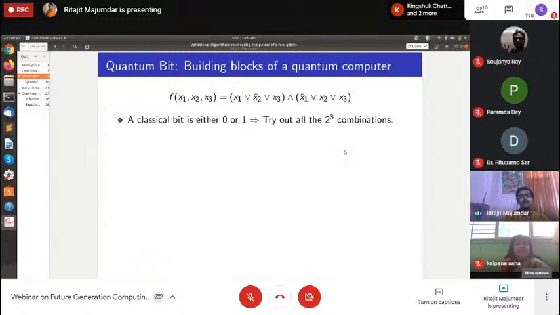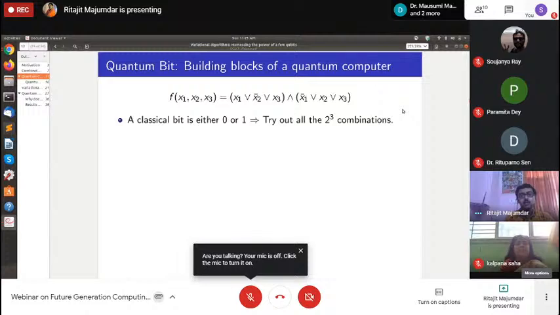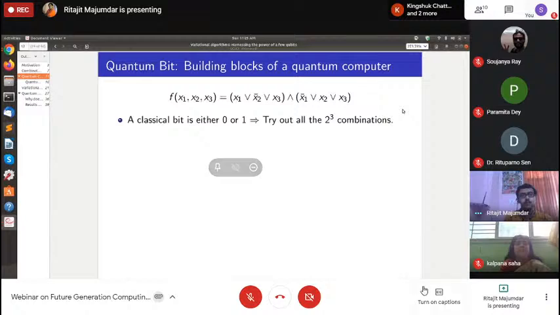So again, remember, this was the problem we talked about first, and we saw that 001 is a valid solution. So how do you actually solve this type of problem on a classical computer? You will try out all possible combinations, and there are 3 bits. So the number of combinations is 2 to the power 3, that is 8. So you will try out all possible combinations, and in the worst case, you will have to try out all the 2 to the power 3 combinations to find the perfect assignment here.